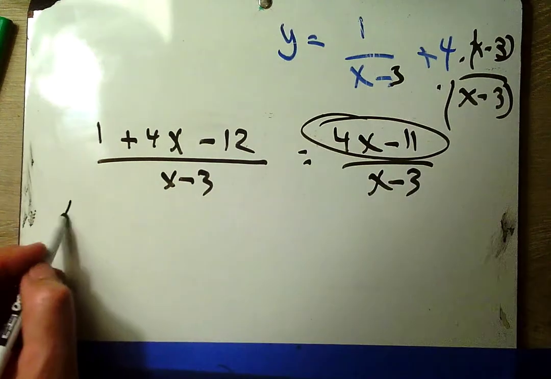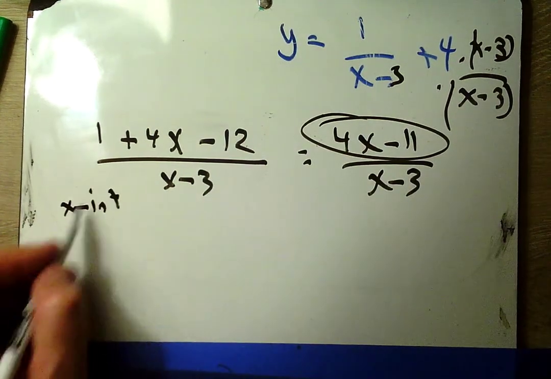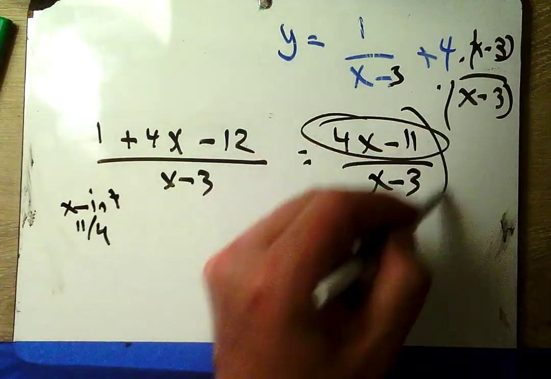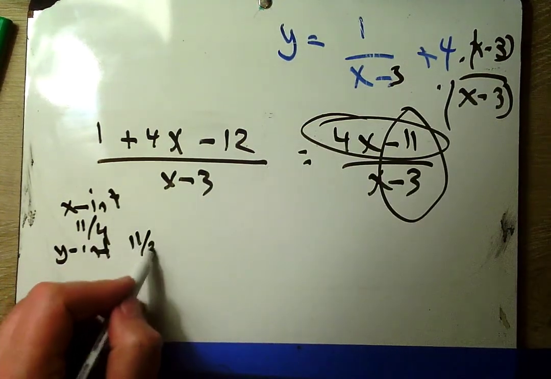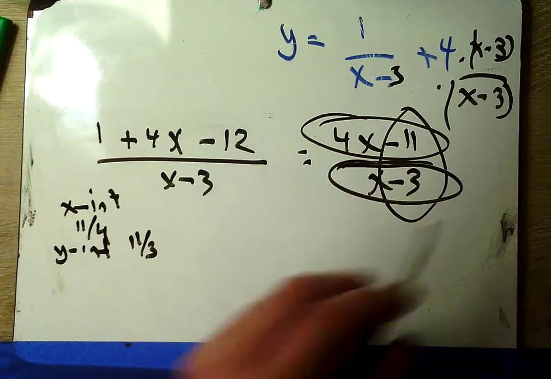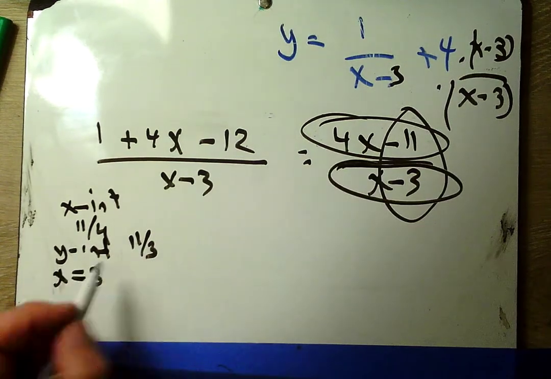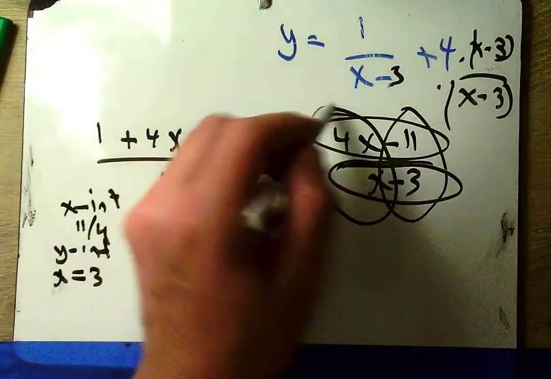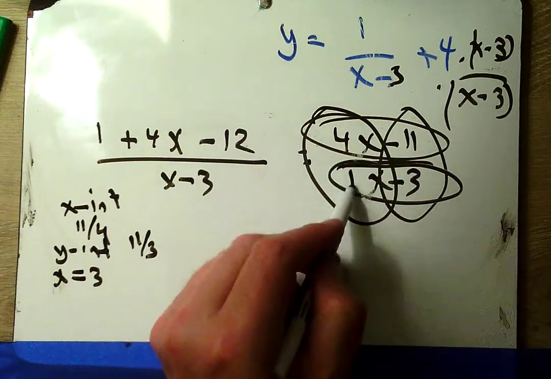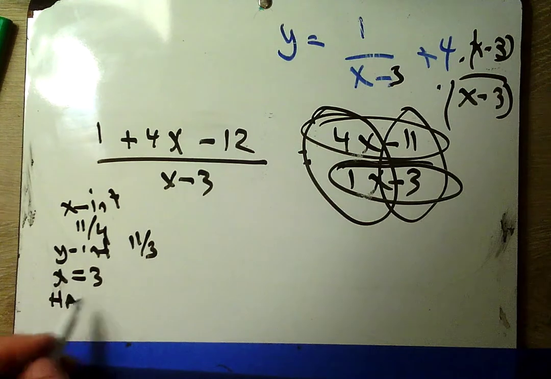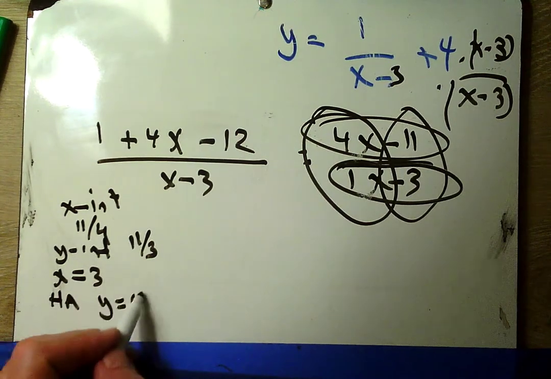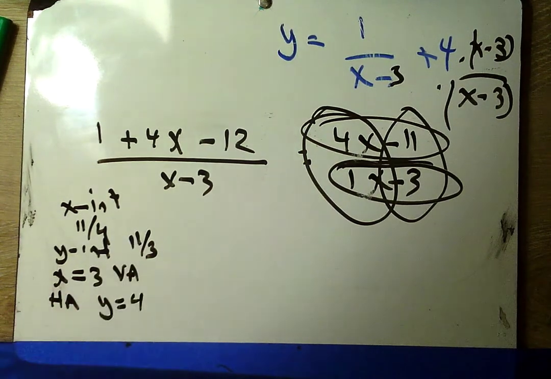So I make a common denominator, and now I see my stuff. There's my x-intercept, 11 fourths. There's my y-intercept, 11 thirds. There's my vertical asymptote, and my horizontal asymptote, because the degrees are the same, I'm looking at the ratio of leading coefficients. HA, y equals 4. That's my VA.